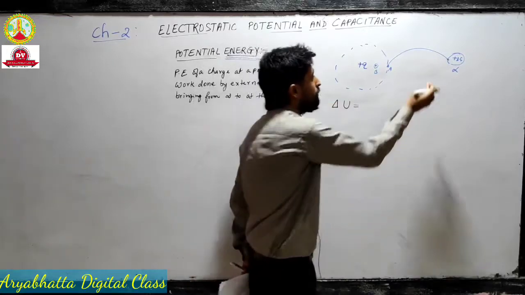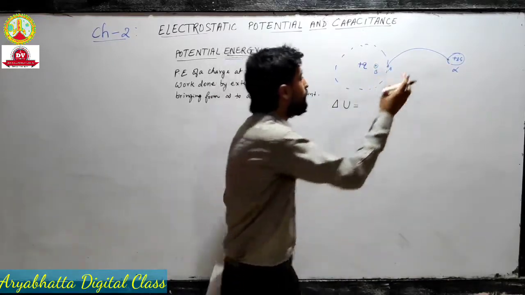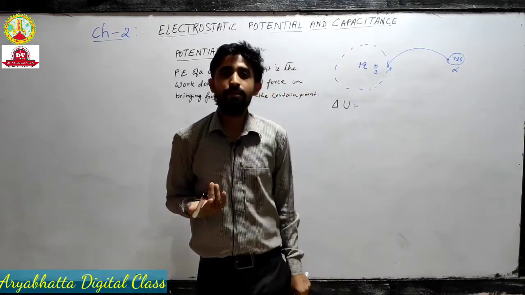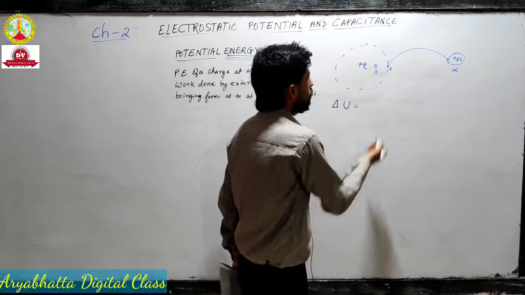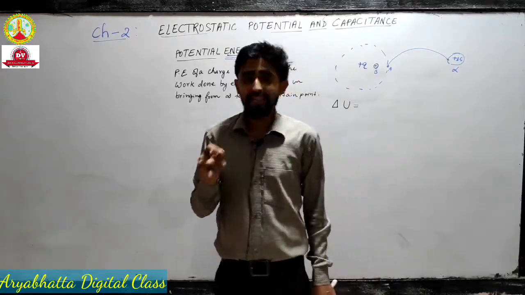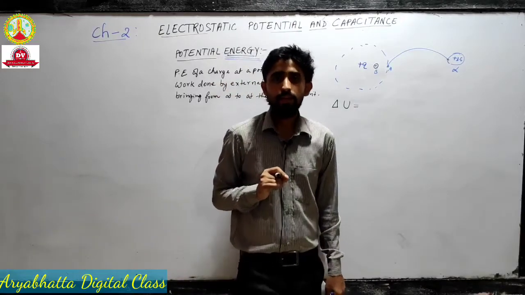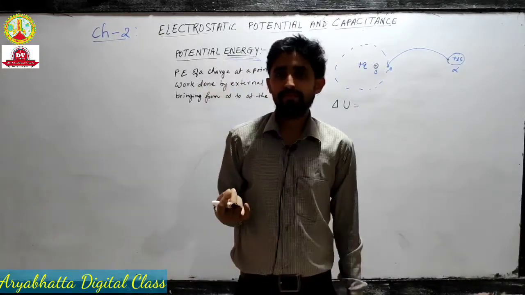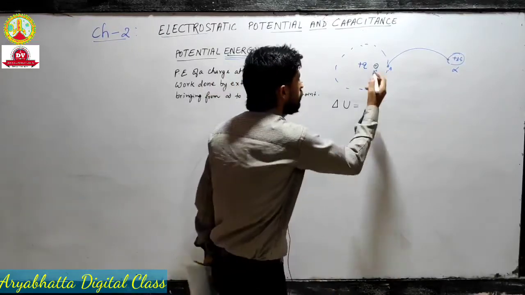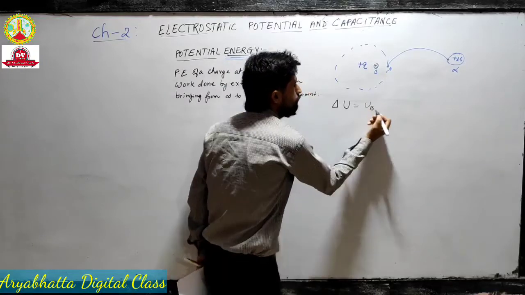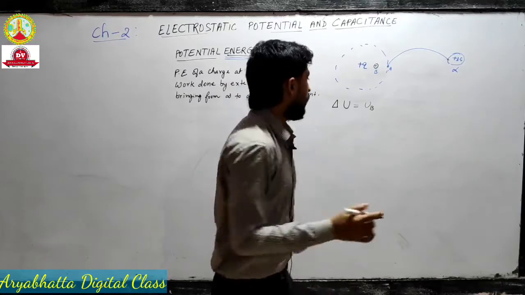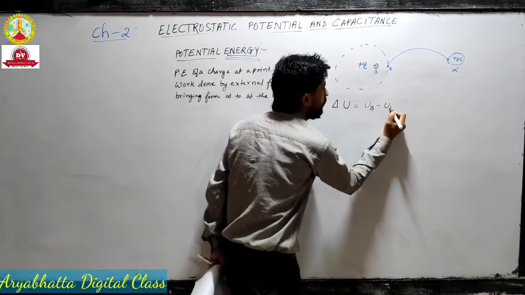Will it take more energy to bring it to point A, or will more energy be spent bringing it to point B? Which point will require more energy? Obviously the answer is that more energy is required to bring it to point B. So whenever you find a difference, we do more minus less. So UB means the energy to bring it from infinity to point B, minus UA.